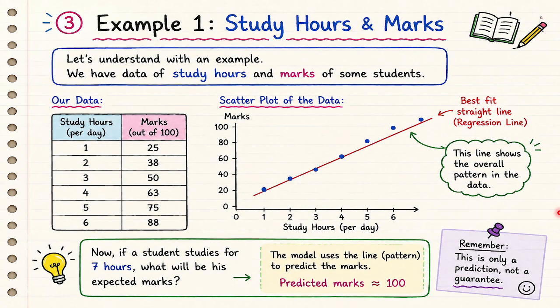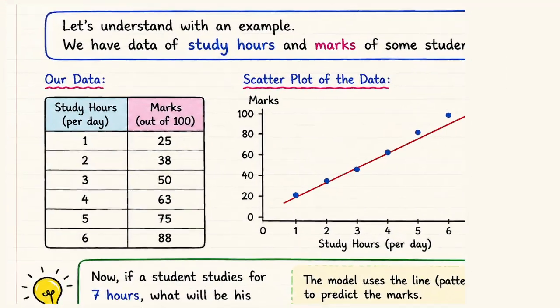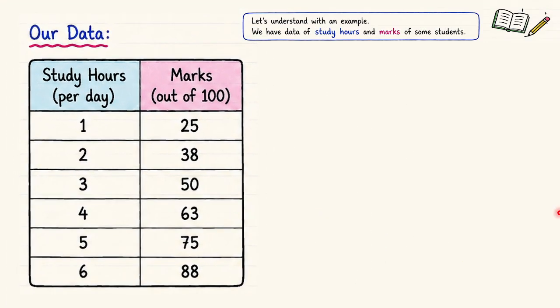Let's take our study hours and marks example in a little more detail. Here we have data where we have the study hours, how many hours a student studies, and against that we have the marks out of 100, right? So for example, our data may show if a student studies for 1 hour, the student gets 25 marks, which we can actually see here. If the student studies for 2 hours, the student gets 38 marks, and similarly, right? So we have many other data points as well.